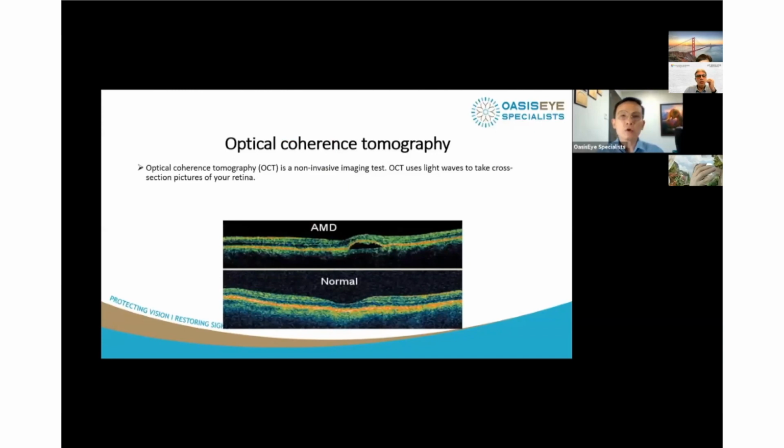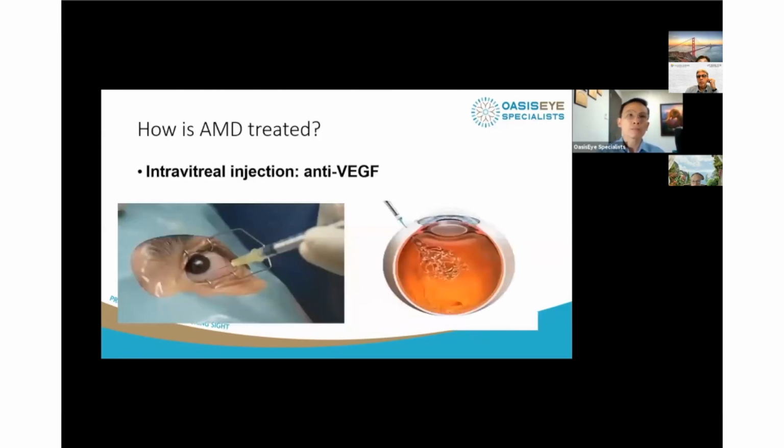Other than that, we have a non-invasive imaging test we call OCT, or optical coherence tomography. Basically, this machine uses light waves to take a cross-section picture of our retina. By doing this non-invasive imaging, we are able to appreciate the layers of the retina inside our eye, and that will help us to diagnose and manage cases with wet AMD or with AMD.